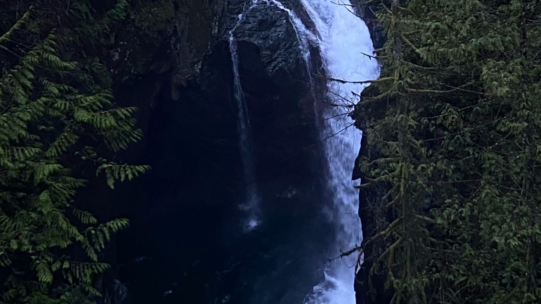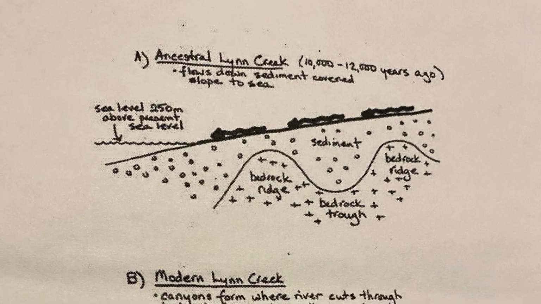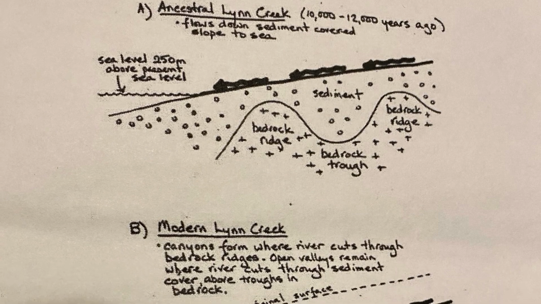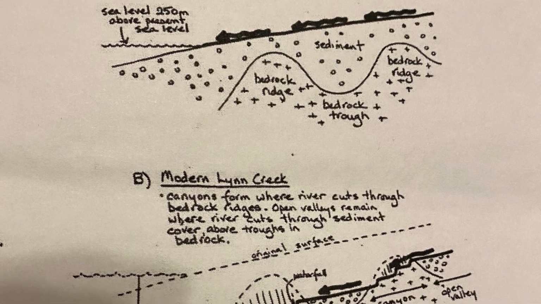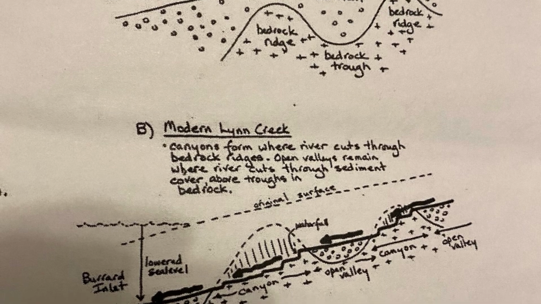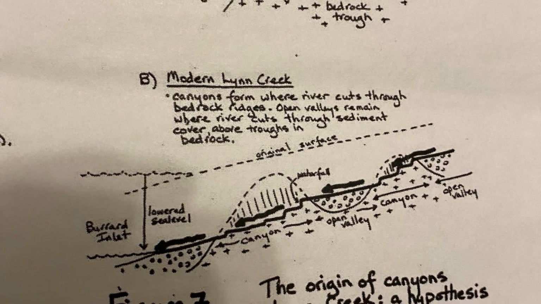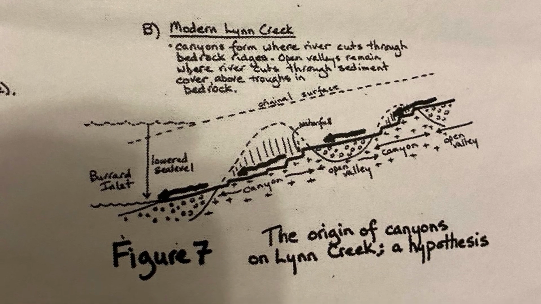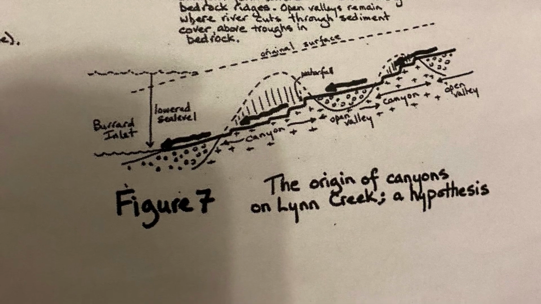Moving forward, Clegg and Turner explain another hypothesis as to how this canyon formed. Clegg and Turner explain that the sea level used to be 250 meters above what it is now. As sea levels dropped, many sediments were left behind, but in some areas it was strictly, or mainly, bedrock. Canyons formed where the river cuts through bedrock ridges, but the open valleys occurred when softer sedimentary rocks were eroded rather than bedrock.